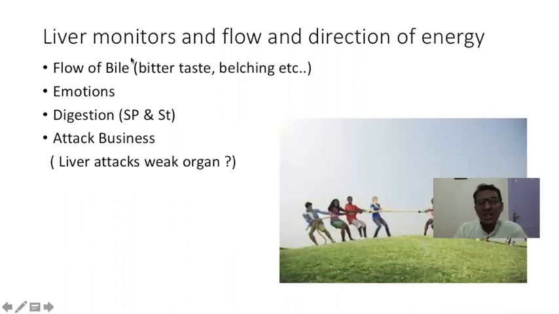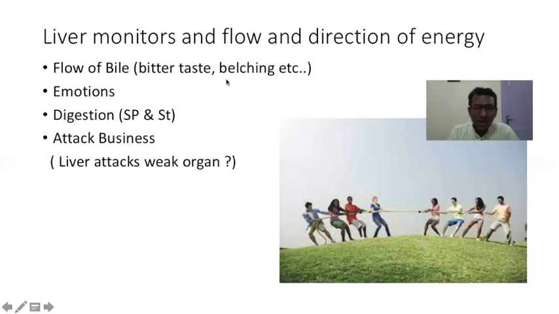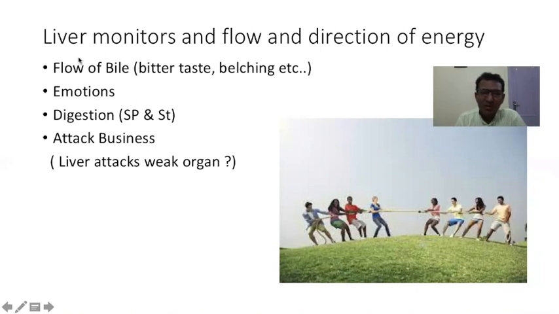Now, the liver monitors the flow and direction of the energy. So the entire energy flow in the body is monitored by the liver. The liver is like a class monitor, you can imagine. Now, where does the direction come into play? In the flow of bile, if there is a problem in the liver, the bile doesn't flow properly, and that causes a bitter taste in the mouth, belching, etc.